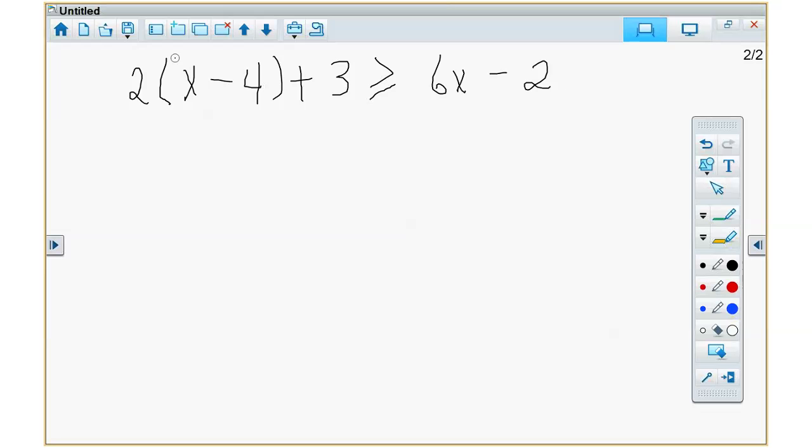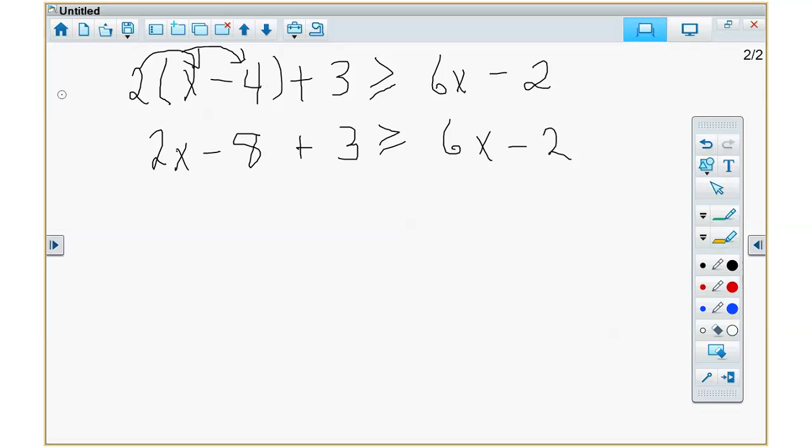All right, so bust up the block. What do you get? 2x. Good job. What's the most common mistake students make? They forget to distribute with both. And that's why I always tell y'all to use the arrows. Plus 3 is greater than or equal to 6x minus 2. Now, whenever you use the distributive law, put DL right here.